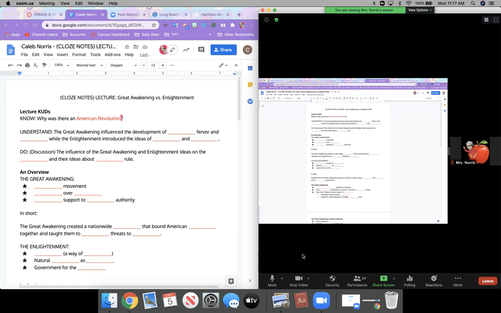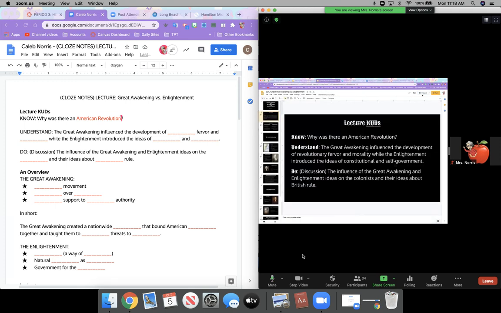Again, at this point, you may turn off your camera, but do not leave the Zoom. Please stay in the Zoom so that you can take your closed notes with the rest of us. All right. And I'm going to get started in about 30 seconds. Again, cameras can be off, but please make sure that you are here, that you are present, and that you are doing the work, because you're turning it in at the end of the class period today. All right.